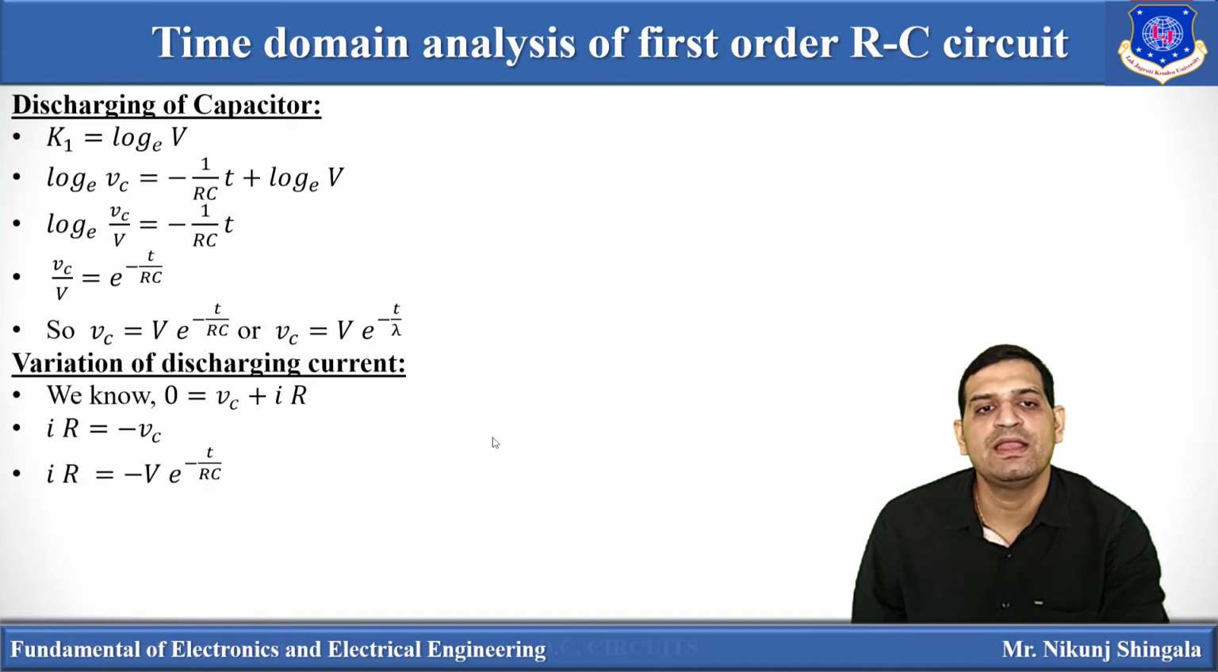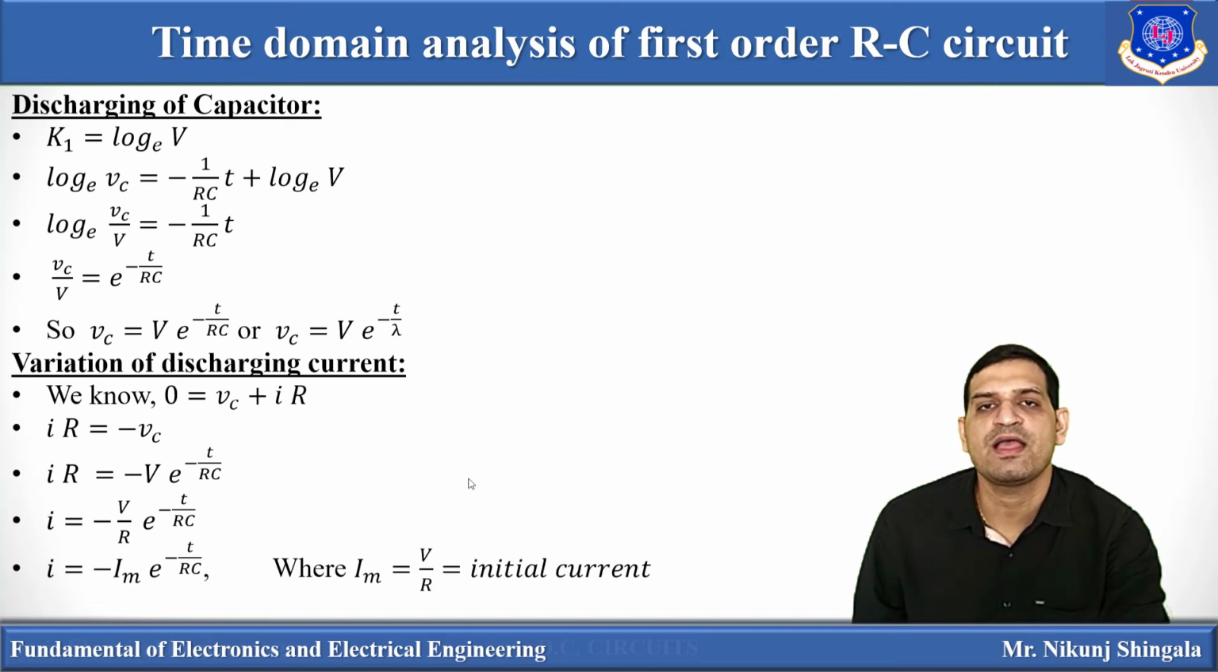So IR is equal to minus V into e raised to minus t by RC. So I is equal to minus V divided by R into e raised to minus t by RC, or e raised to minus t divided by lambda. Now V by R is the maximum value of this equation. So we can write I is equal to minus Im e raised to minus t divided by RC. Now this is the same equation as we have found for capacitor charging current. Now the only difference is what? Here a negative sign is there because charging current and discharging current flow in the opposite direction.